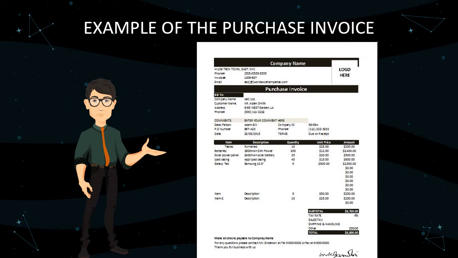And here we are, the example of the purchase invoice. Just like this, the company's name is H Tech Town East New York City, and the purchase invoice is to bill to company name ABC Ltd, and the customer's name is Mr. Adam Smith. Mr. Adam Smith has purchased 10 tables, 200 batteries, 25 solar panels, 40 iPad casing, and 5 Galaxy tabs.